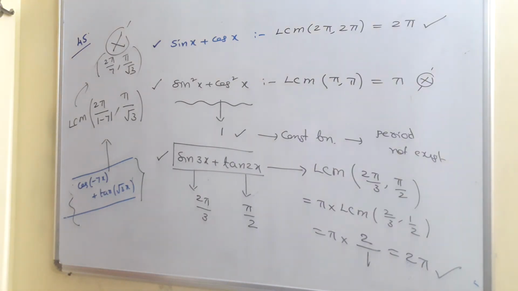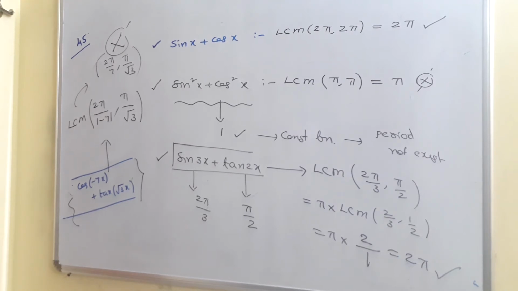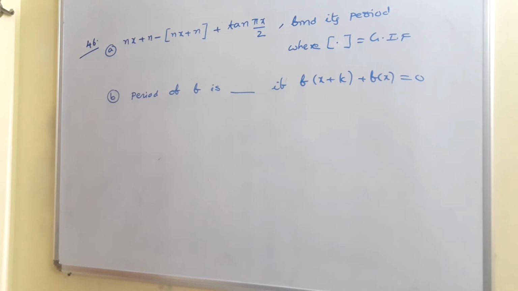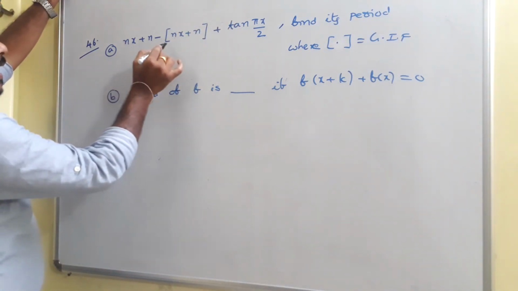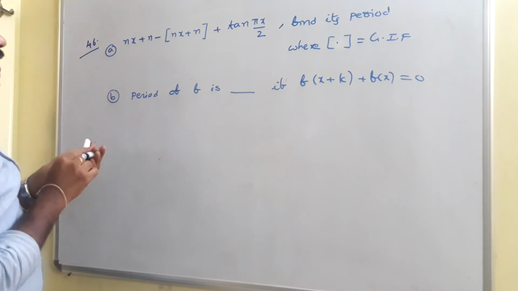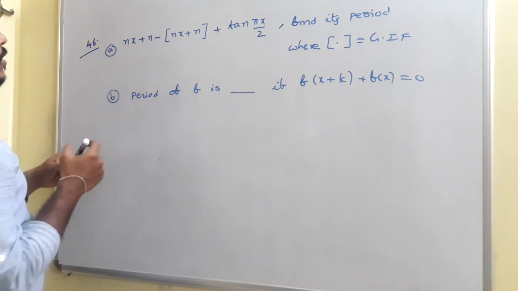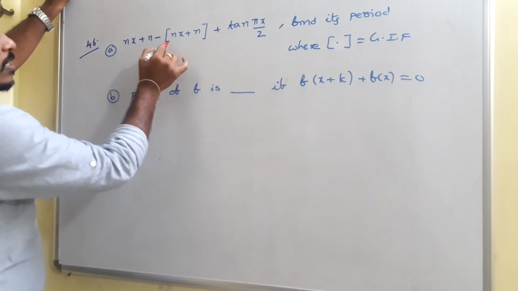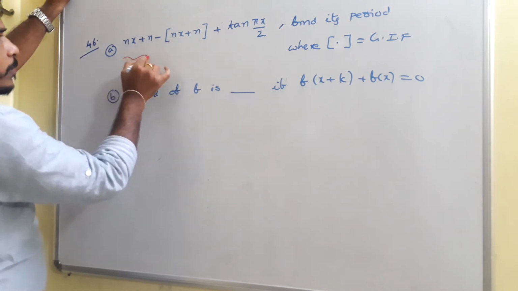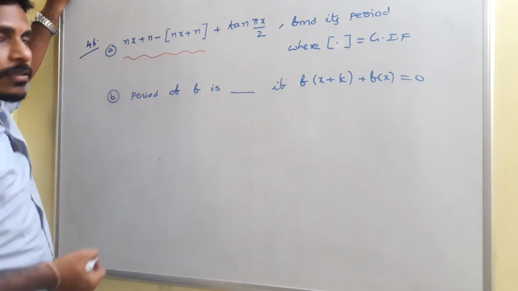I will give you some simple problems now. Have a look. So we need to find the periods of the function. The first one: floor of nx plus n minus floor of nx plus n plus tan of pi x by 2. See, as they mentioned, this is floor of nx plus n minus floor of nx plus n.